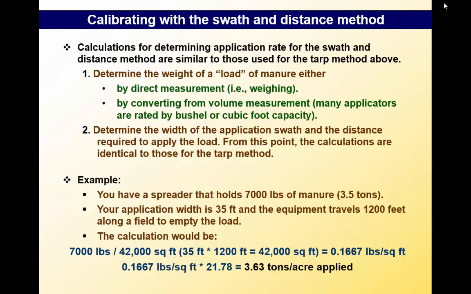So determine the width of the application of the swath. How far did you spread across that field? How long was that application? With a full load in the manure spreader, you can have a good calculation. You have a spreader that holds 7,000 pounds. You run that entire 7,000 pounds of manure over a 35-foot wide swath, over 1,200 feet. Same thing, calculate it out into pounds per square feet, multiply by 21.78, and you have tons per acre. So that's the swath and distance. The tarp, just one little area. Swath and distance, the whole manure spreader.